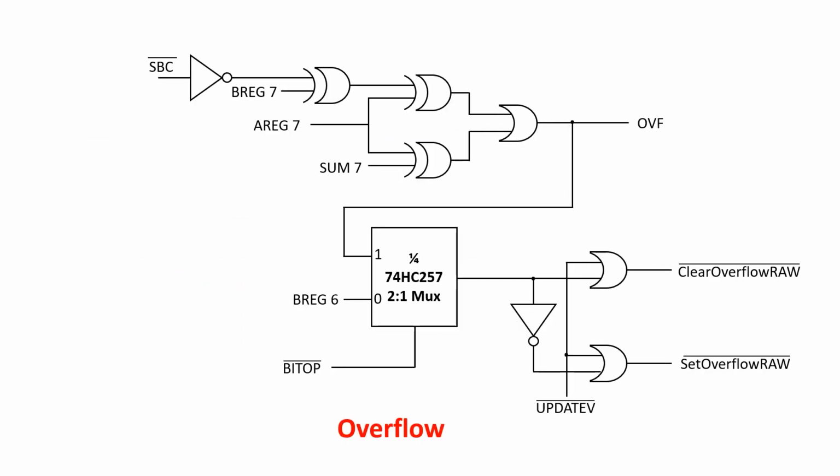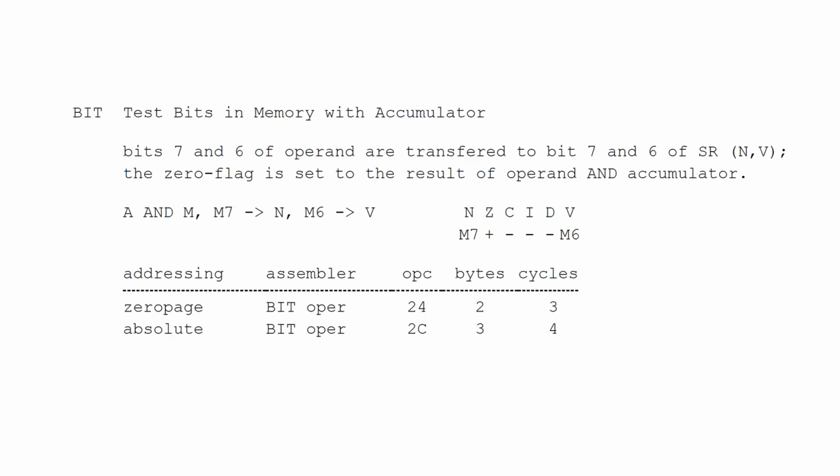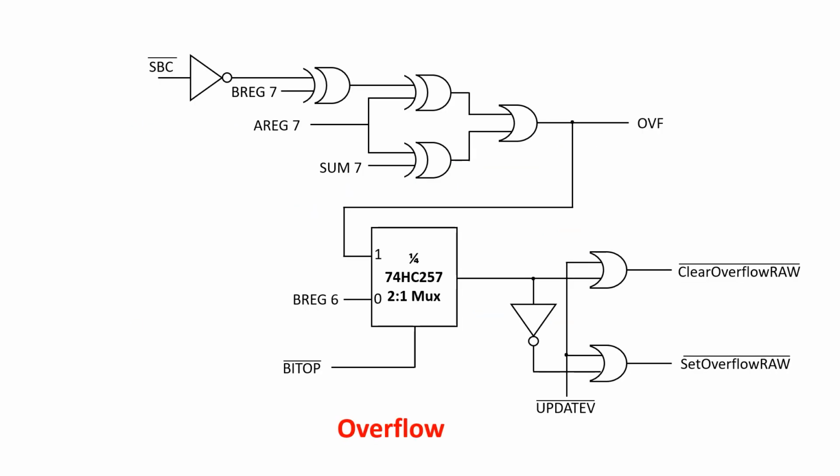Then we can generate an overflow by comparing bit 7 of A with bit 7 of B, and bit 7 of A with bit 7 of the result. We need to handle the special case of the bit instruction, where bit 6 of one of the inputs goes through the overflow flag. Once more, we use a 2-to-1 multiplexer under the control of the bit op instruction. The output is gated by the update V signal.